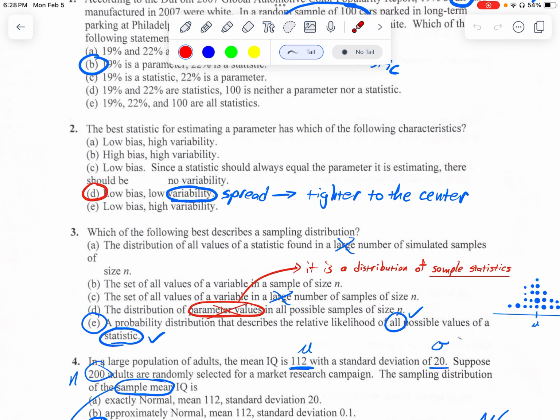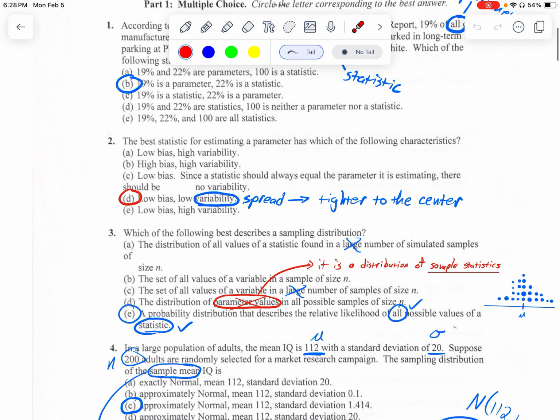Number two, the best test statistic for estimating a parameter is going to have low bias. You never want high bias, which is pretty obvious. So low bias is better than high bias. And then you've got high variability for these three. You don't want that. You want the spread or the variability to be low. So then the data is tighter to the mean, right?